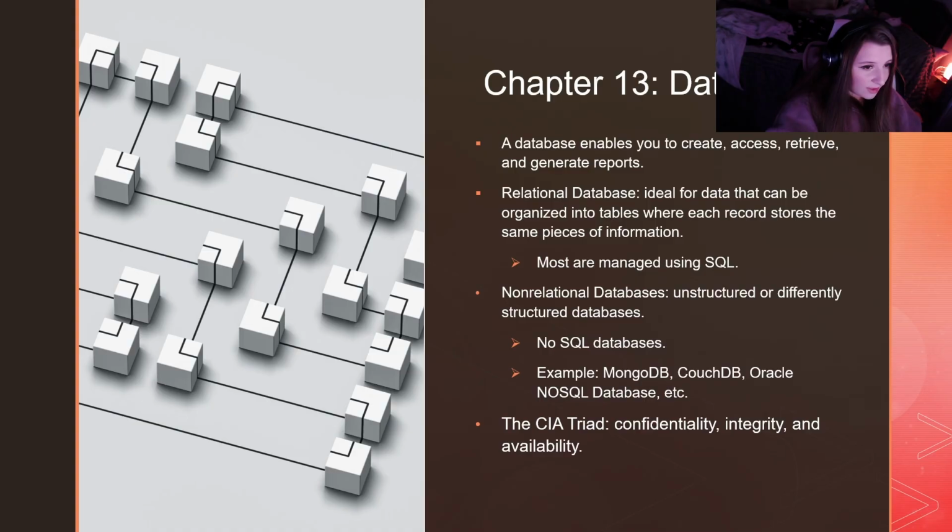And then I learned about the CIA triad, which is confidentiality, which is protecting a database from unauthorized access. And then the second would be integrity, which is protecting data from unauthorized changes, and availability, which is ensuring data is accessible by authorized users when needed.